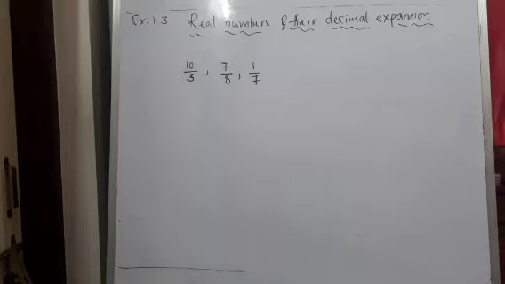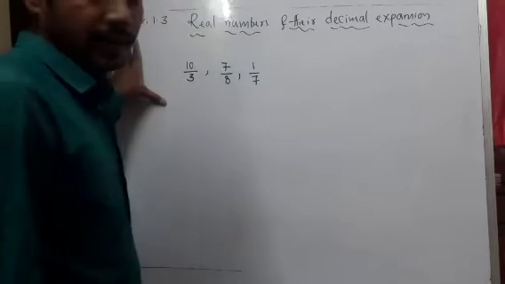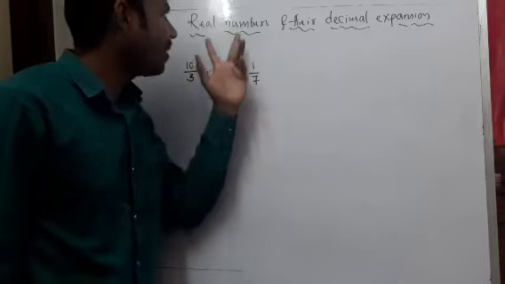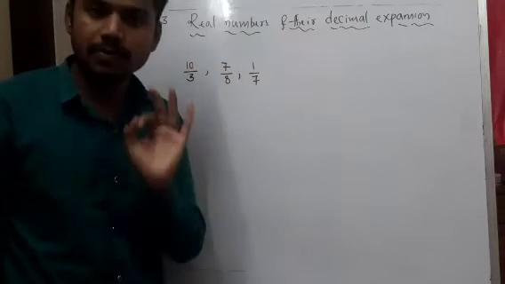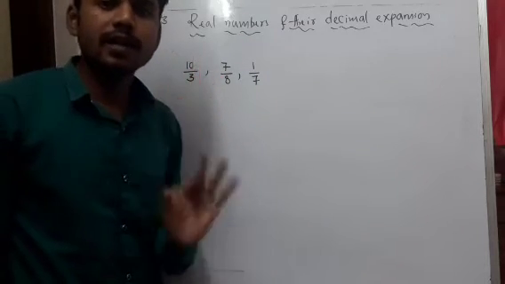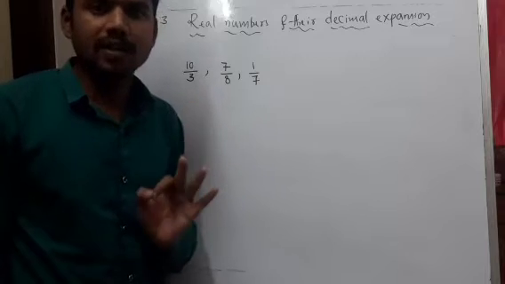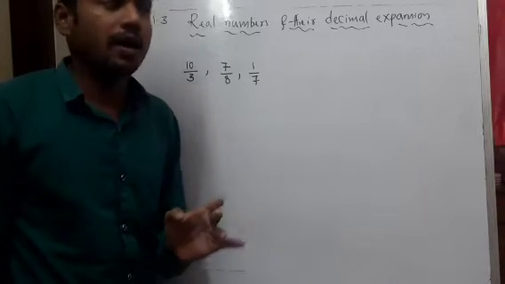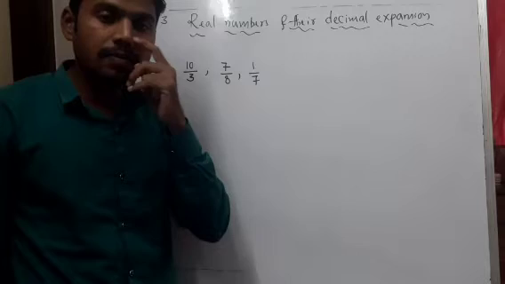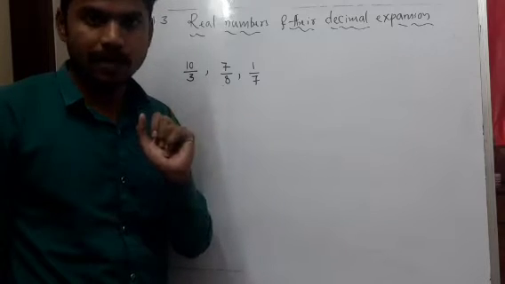Dear students, we'll start with the introduction for exercise 1.3. In this, you are going to study real numbers and their decimal expansion. In the earlier class, you have learnt what rational numbers and irrational numbers are, and the combination of rational numbers and irrational numbers will give us real numbers.